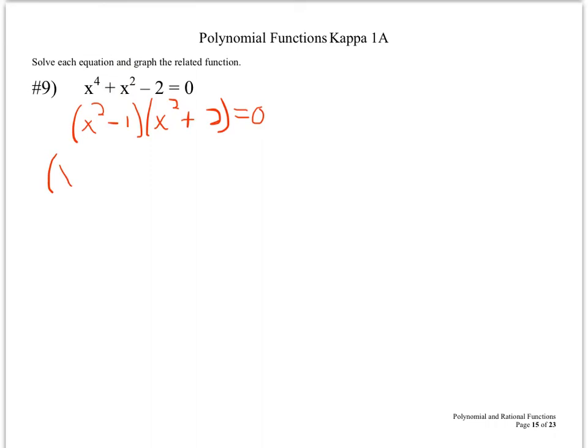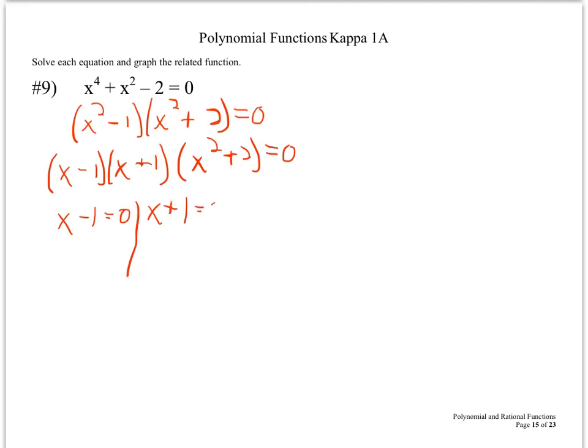X squared minus 1 is the difference of two squares. It factors into x minus 1 and x plus 1. X squared plus 2 does not factor, not using integers anyhow. Set each factor equal to 0. We are finding the roots here.